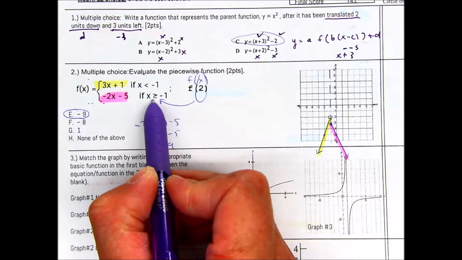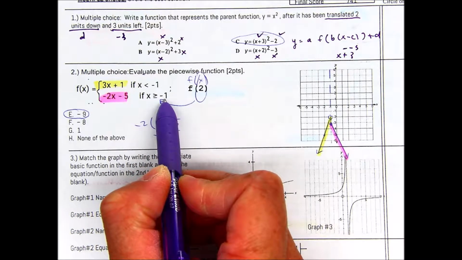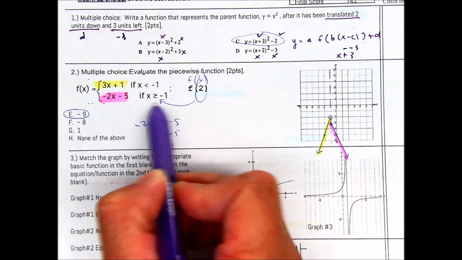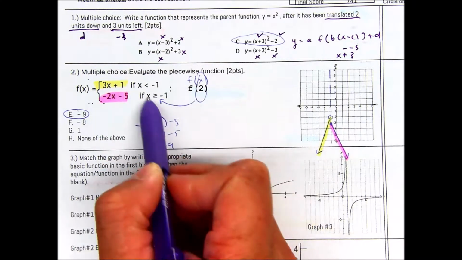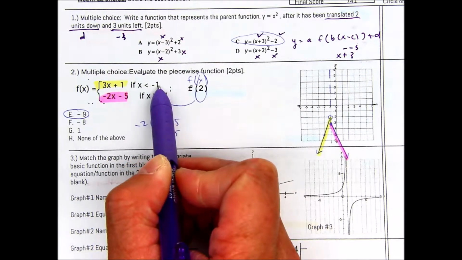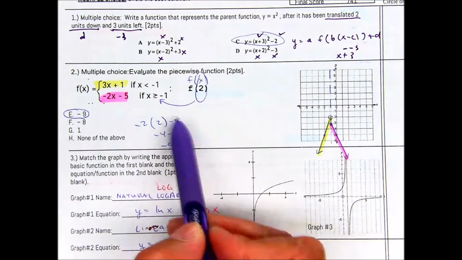So you would use the pink. And the reason why you don't use yellow is because 2 is smaller than -1, that is false. So -2 times 2 is -4. -4 minus 5 is -9, your answer.